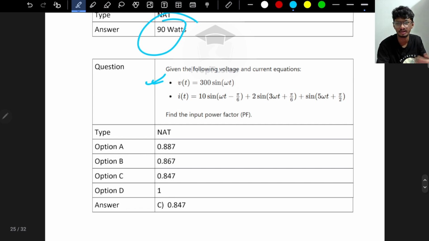And yeah, this can be called a network question, or it can be called a power electronics question. You have to find out the power factor, input power factor. So it will not be just cos of 30. Cos of 30 will come out to root 3 by 2. It will not be that. Okay, and that is also present in the option.